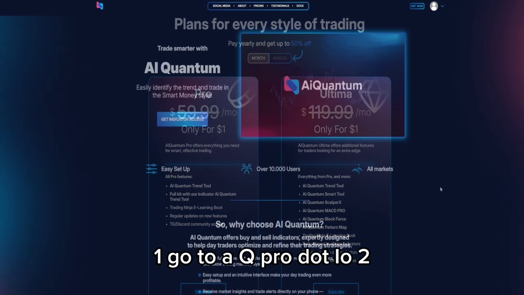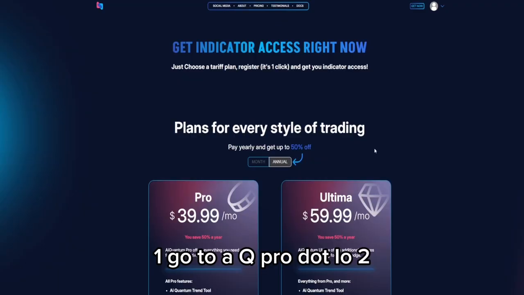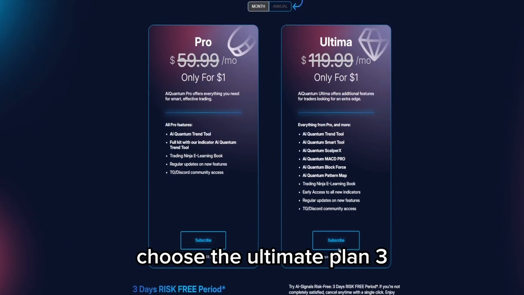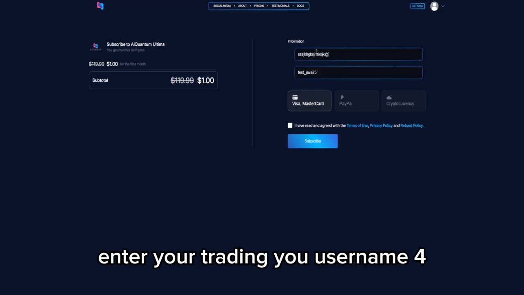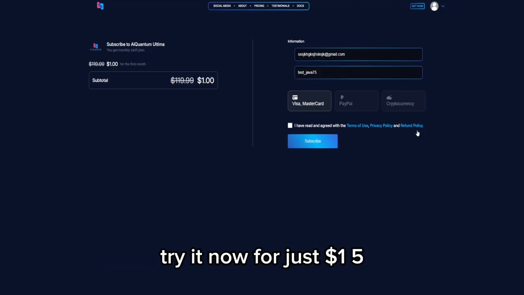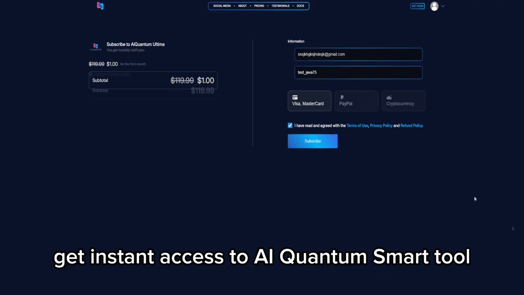It's that simple. 1. Go to aqpro.io. 2. Choose the Ultima plan. 3. Enter your TradingView username. 4. Try it now for just $1. 5. Get instant access to AI Quantum Smart Tool.